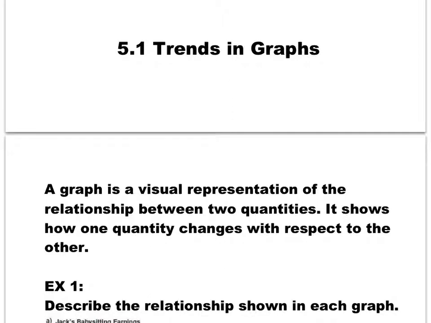Now, as you know, a graph is a visual representation of the relationship between two quantities, or as you know, two variables. For instance, your age and your height, your age and your income, and so forth. What these graphs show is how one variable is dependent on the other one, meaning how one variable changes as the other one changes. So let's consider a couple of examples here.